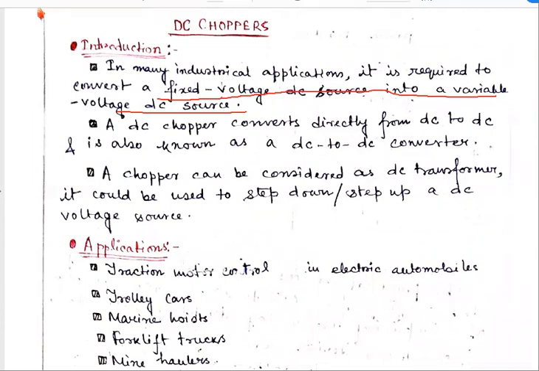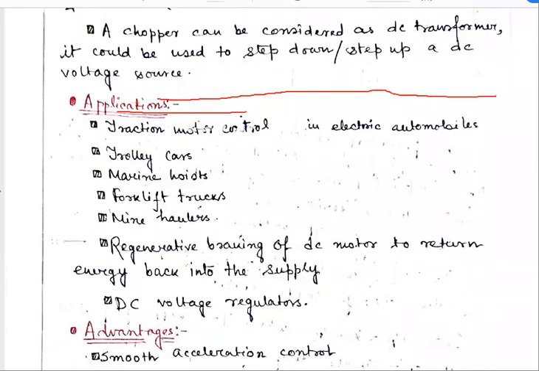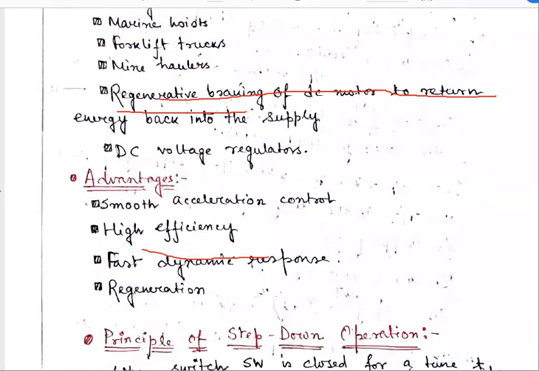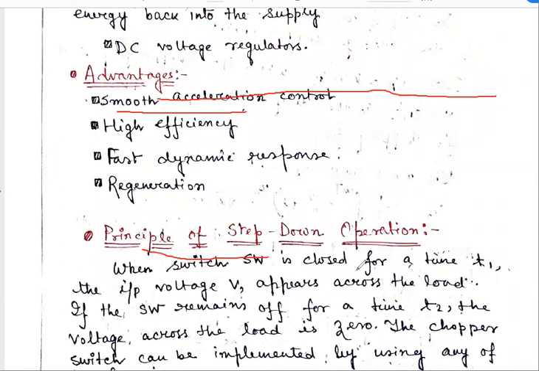And what are the applications of DC choppers? It is used in traction motor control in electric automobiles, trolley cars, marine hoists, forklift trucks, mine haulers, regenerative braking of DC motors to return energy back into the supply, and DC voltage regulators. And why do we use DC choppers? Because the advantages are smooth acceleration control, high efficiency, fast dynamic response, and also regeneration.